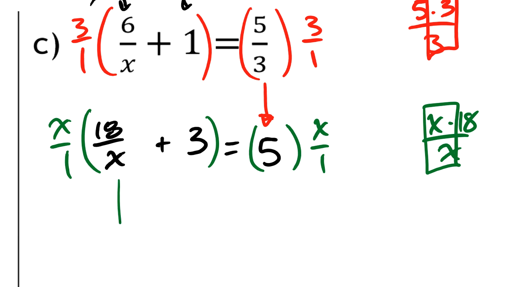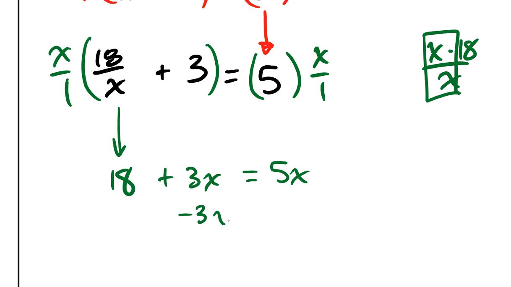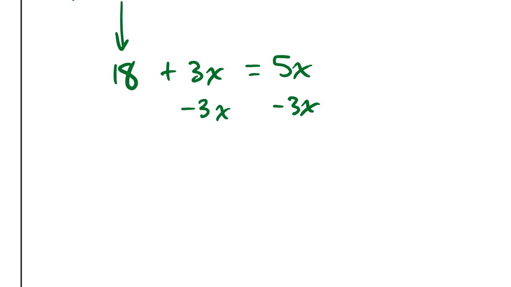So this fraction will be busted up, and I'm just going to have the number 18. Look at it. 18x over x is just plain old 18. I have to multiply the 3 by x over 1, which is going to make it 3x. And I have to multiply the 5 times x over 1, which is going to make it a 5x. The next thing I'll do to both sides here is subtract 3x. And oh, I'm so happy I don't have any fractions to deal with. They're gone because they've been busted.